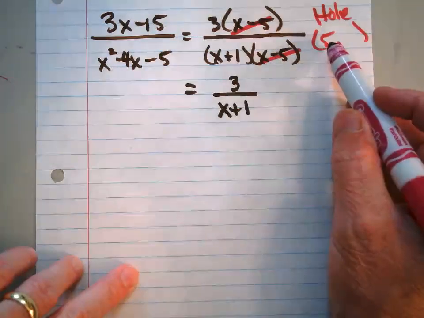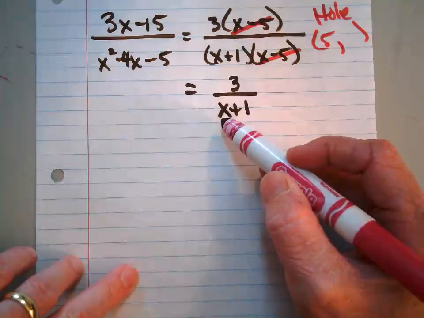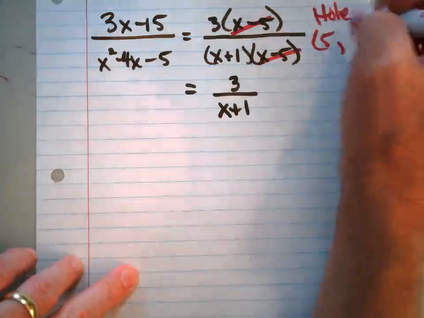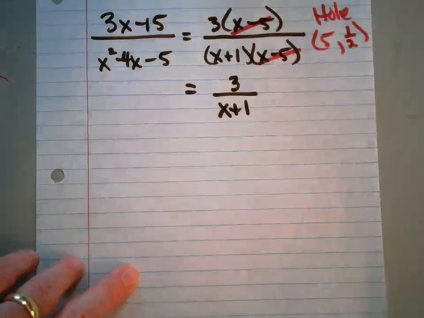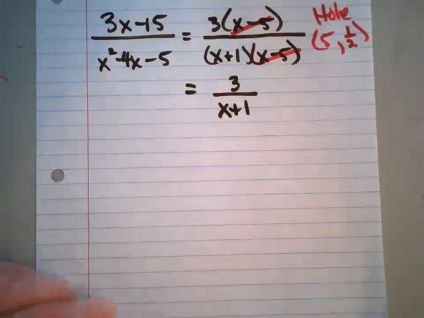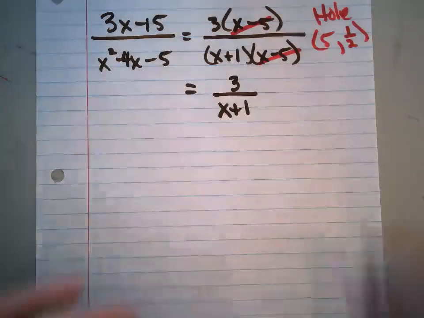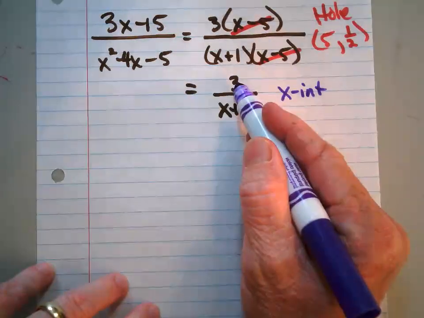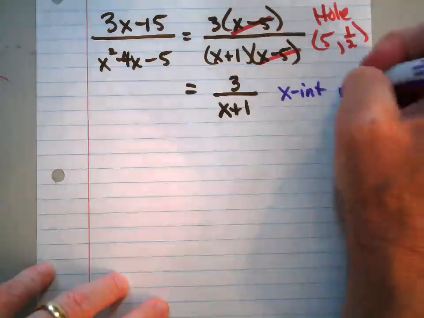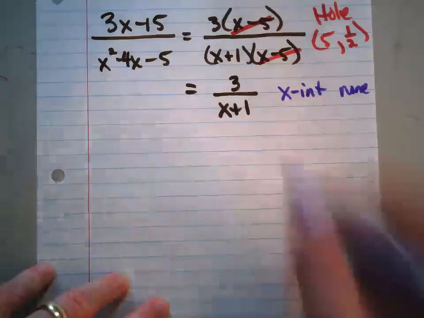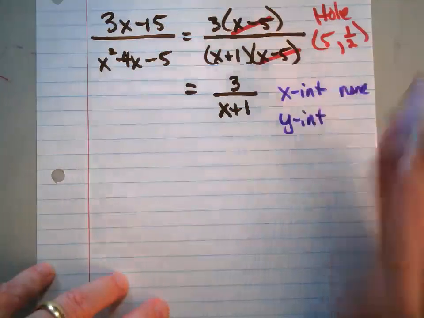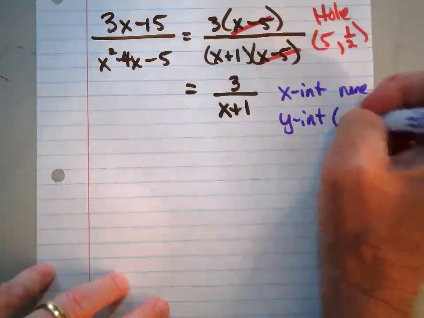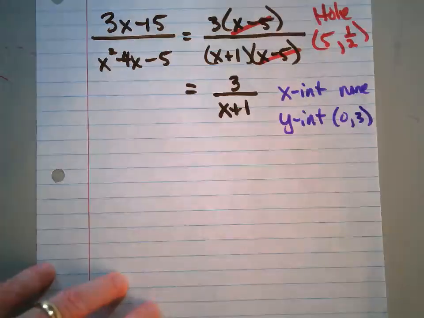Take the 5, plug it back into here. That'll be 5 plus 1, which is 6. 3 over 6 is 1/2, so that's our hole. Let's look at x-intercept. Solve the top. You can't, so there is not an x-intercept. Get a y-intercept. Comes from division of the constants. So that'll be 0, 3.